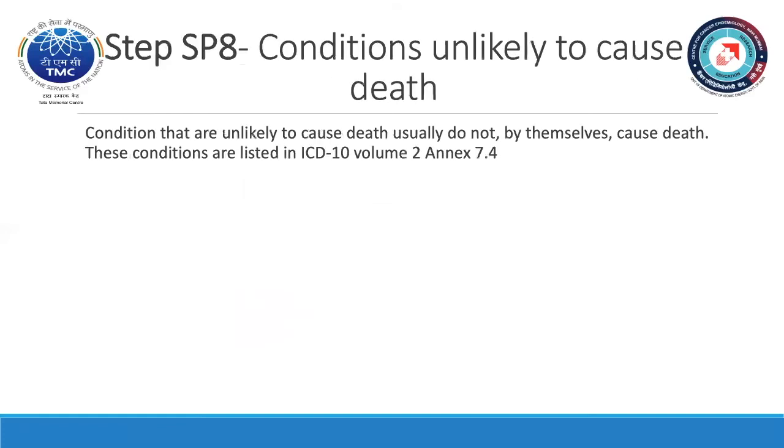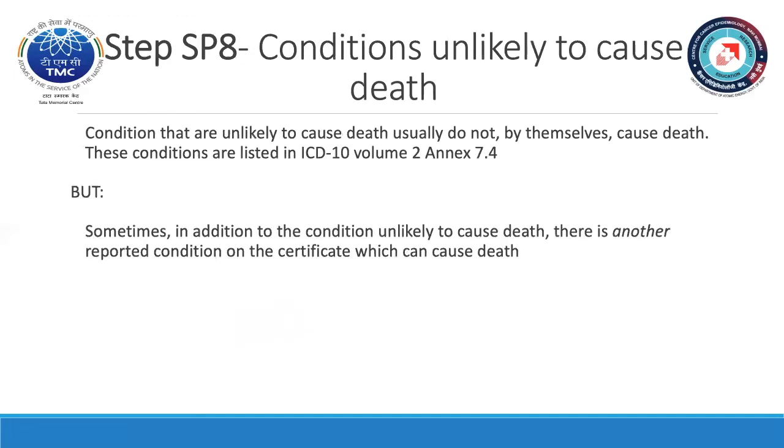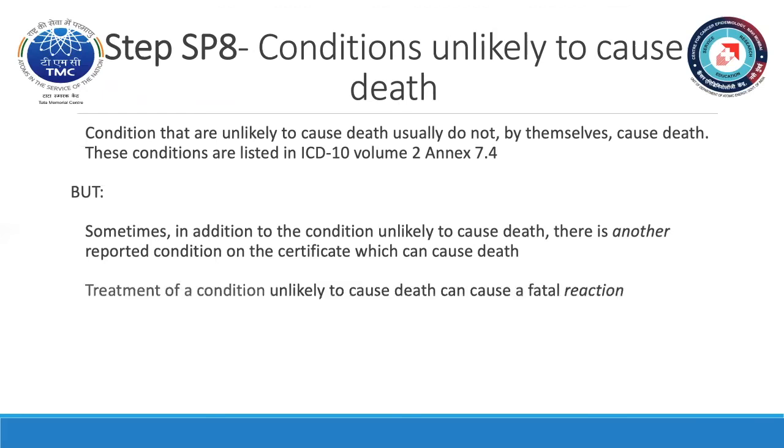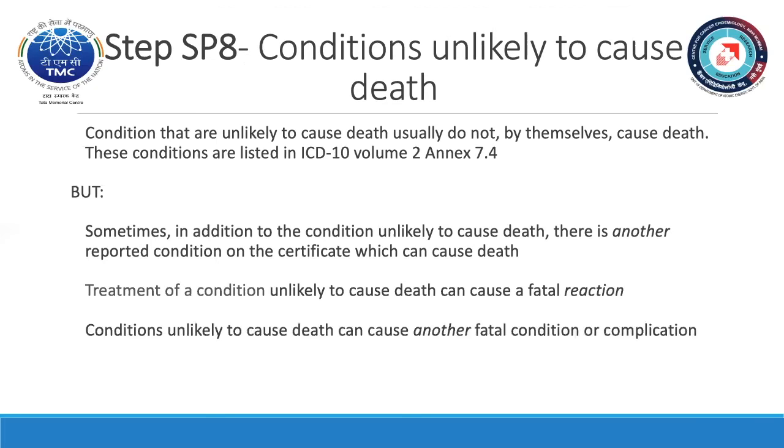Conditions that are unlikely to cause death usually do not by themselves cause death. These conditions are listed in ICD-10 Volume 2, Annex 7.4, but: 1. Sometimes, in addition to the condition unlikely to cause death, there is another reported condition on the certificate which can cause death. 2. Treatment of a condition unlikely to cause death can cause a fatal reaction. 3. A condition unlikely to cause death can cause another fatal condition or complication.